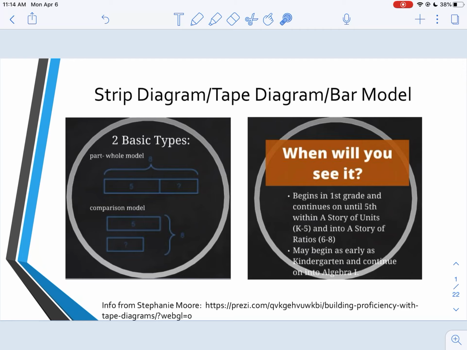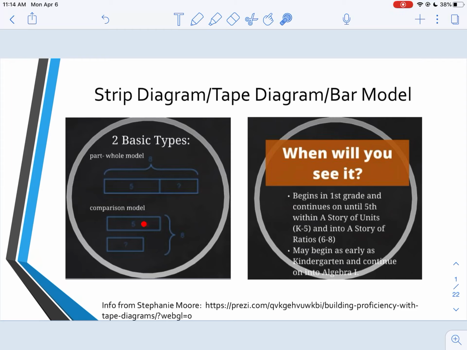There's really two different types of strip diagrams. One is a part-whole model, and you can see you have a whole and then two parts. So we call this a part-whole model. The other is a comparison model where we have two things and we're comparing them vertically. Now, you do tend to look at them combined as well. So whether you set it up this way or this way really depends on the wording of the problem.